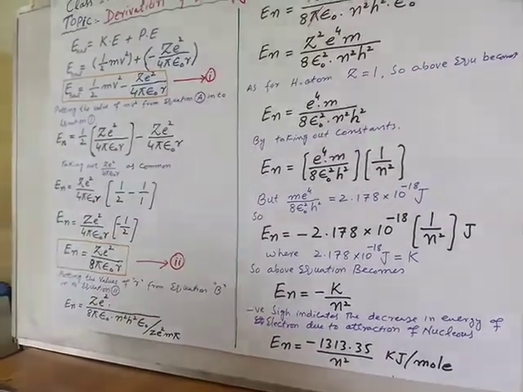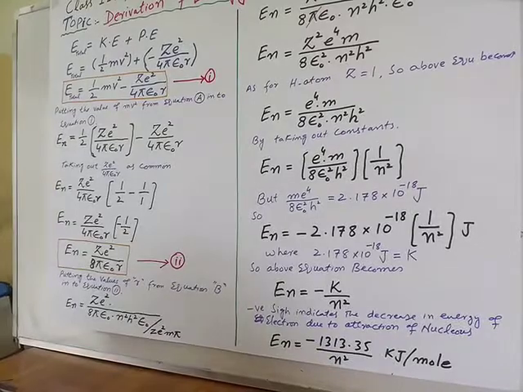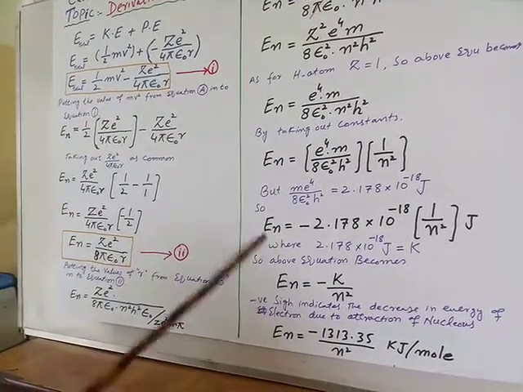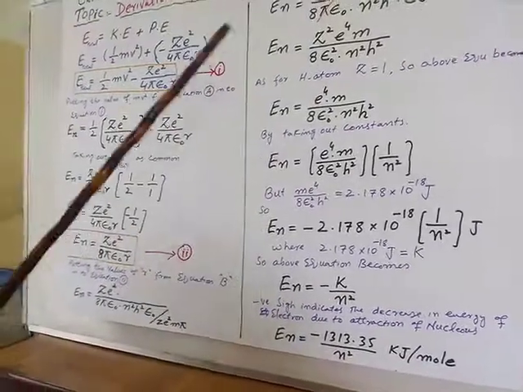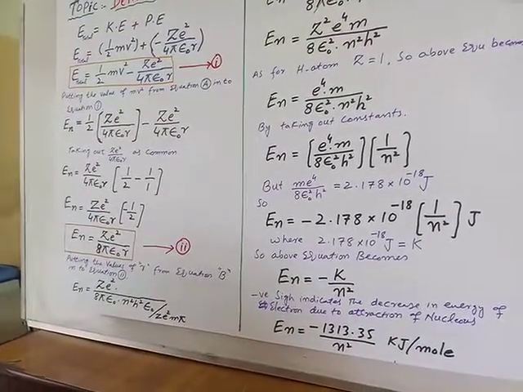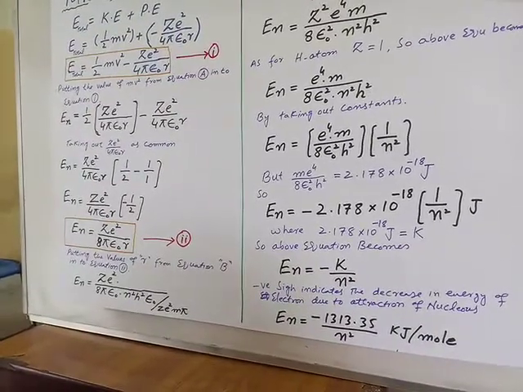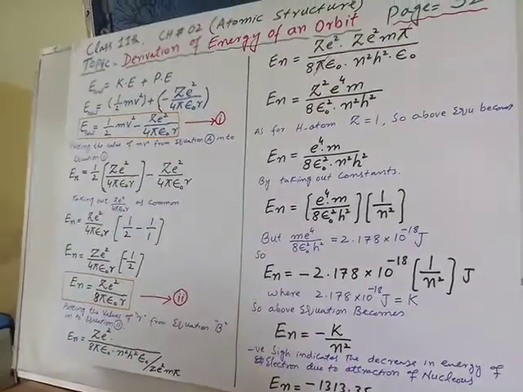So this must be noted: the energy in a separate orbit increases, but the difference of energy between the two orbits progressively decreases. You must remember it. So dear student, this was something about the energy of an orbit.